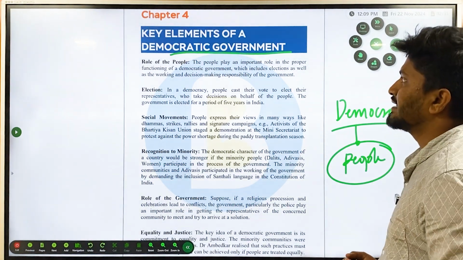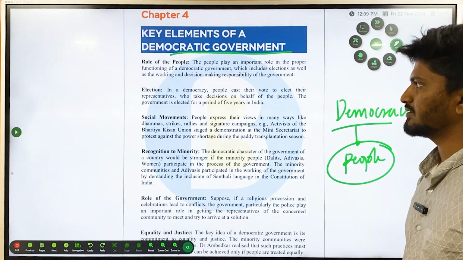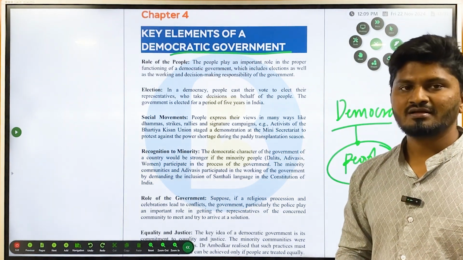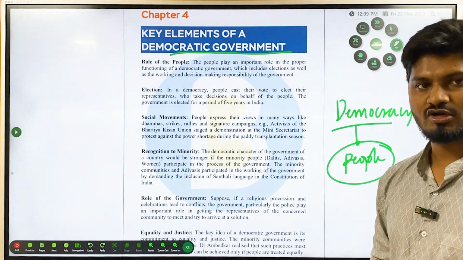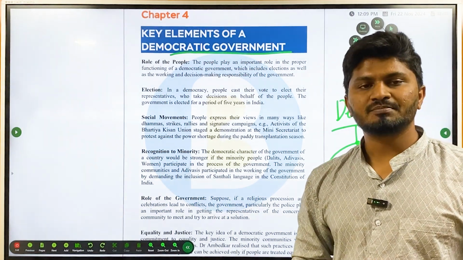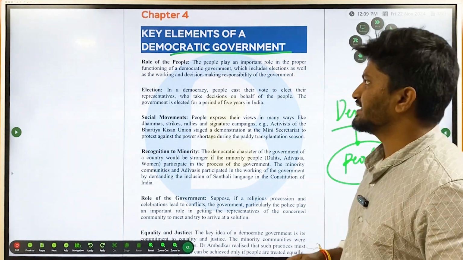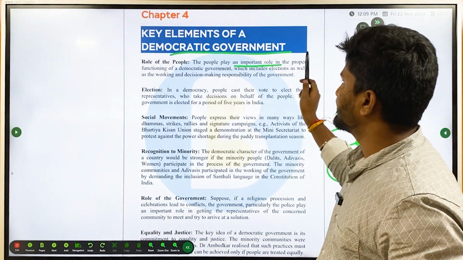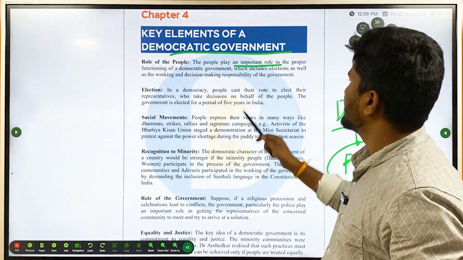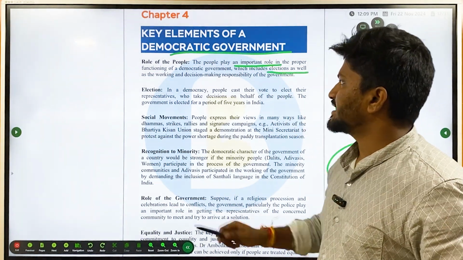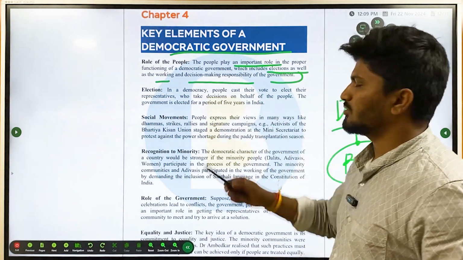Now we will understand the elements of democratic government. What are the key elements of democratic government? The chief characteristic of democratic government is that it is of the people, by the people, for the people. So the role of people is very high here. The people play an important role in the proper functioning of democratic government, which includes elections as well as the working and decision making responsibility of the government.